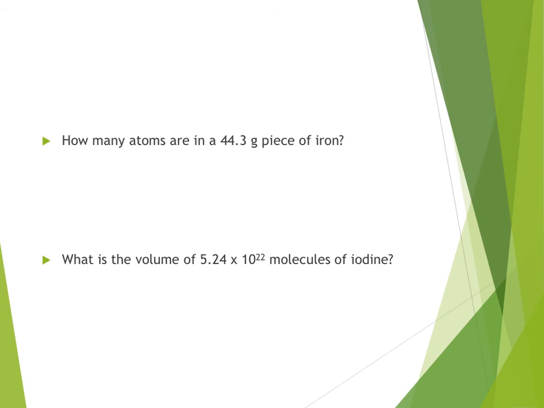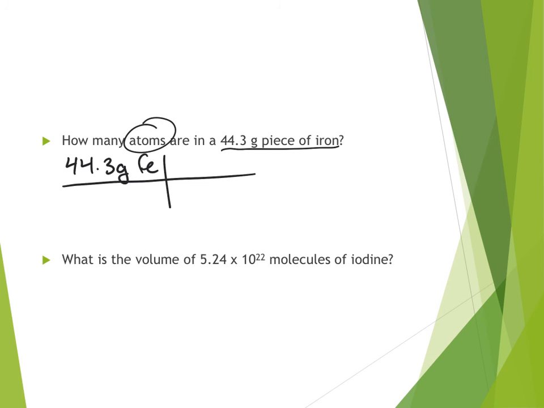So here's how these look. I want to know how many atoms are in a 44.3 gram piece of iron. So the process stays exactly the same. Write down what you're given: 44.3 grams of iron. Cancel that unit every single time. What's different here is I can't put atoms on top because I don't know how many atoms are in a gram, or how many grams are, well, there's no grams in an atom. Atoms are too small. So this is where you have to go to moles first. So we're going to go grams to moles.